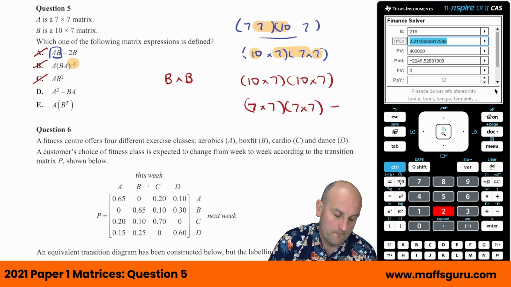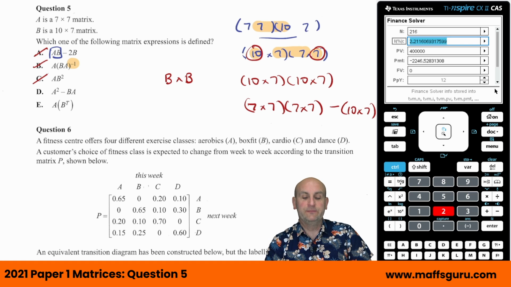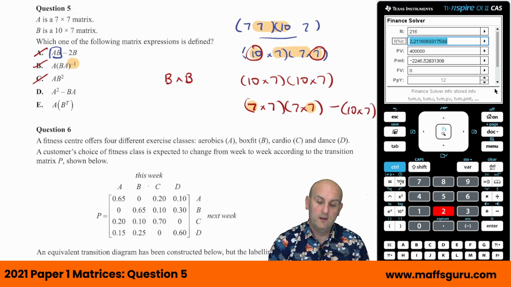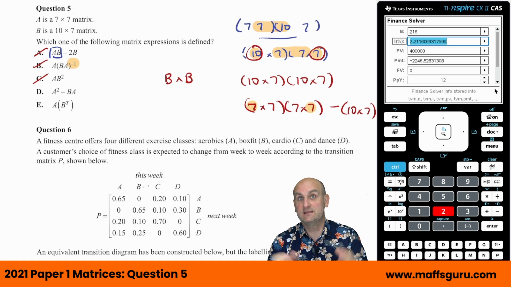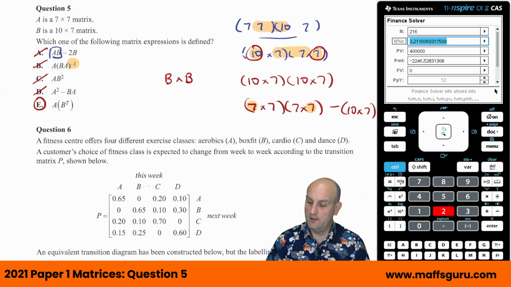Well, when we do BA, what do we do? B times A is going to give me a 10 by 7. And is that going to be possible? No, because this here is going to give me a 7 by 7 as a result, but I can't take away a 10 by 7. They have to be the same order to be able to do that. And so by a process of elimination, it turned out that E was my correct answer.